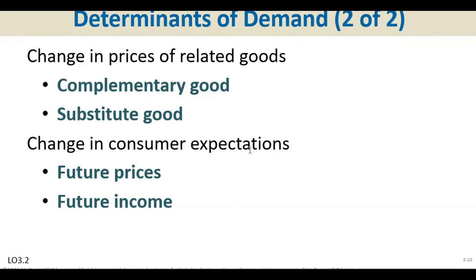Change in consumer expectations. Here, expectations will also shift the demand. If you expect that prices are going to be higher in the future, you probably want to buy more today. Similarly, if you're optimistic about the future and expect to earn more income, that can also impact your demand. You tend to save less and consume more, because you know that in the future you're going to earn more income.